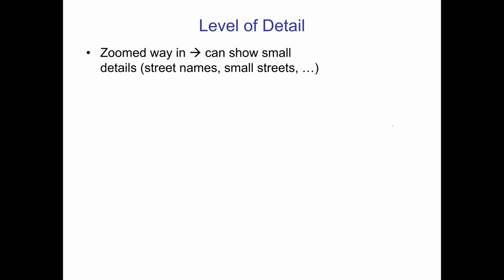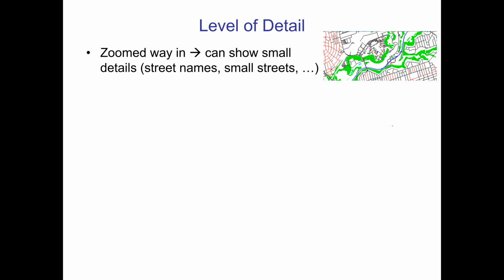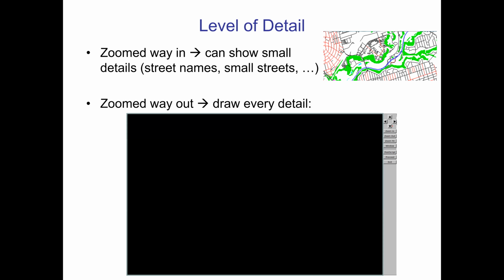And it might also be really cluttered. So if you're zoomed way in, then there aren't that many things visible on the screen, and you could show fine detail. You could show a lot of little streets and it'll look fine. You could label some of those street names, it's going to look good. But if you zoom out and you draw every detail, it's just going to look like a complete mess, maybe even a black screen, because everything's on top of each other.